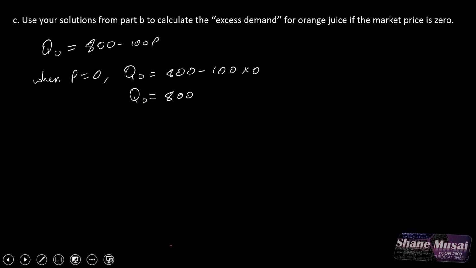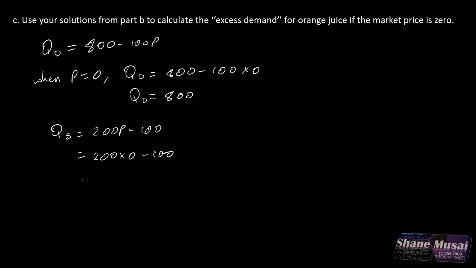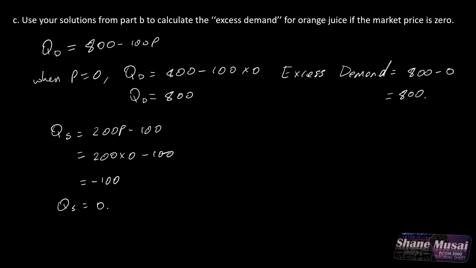So now that we have that, we need to calculate the quantity supplied at that price. 200p minus 100, so this is equal to 200 times 0 minus 100, which is equal to negative 100. But you cannot have a negative quantity supplied. Companies would not supply anything below 0. So therefore, we have to set our quantity supplied to 0. For excess demand is equal to 800 minus 0, which is just equal to 800. Right, so the formula for excess demand is quantity demanded minus quantity supplied at that price, whatever price that the question suggests.